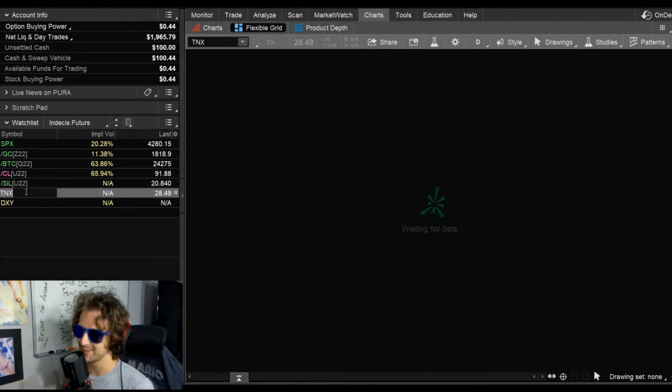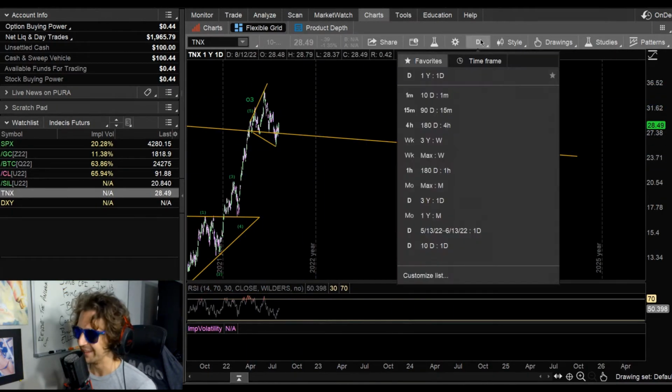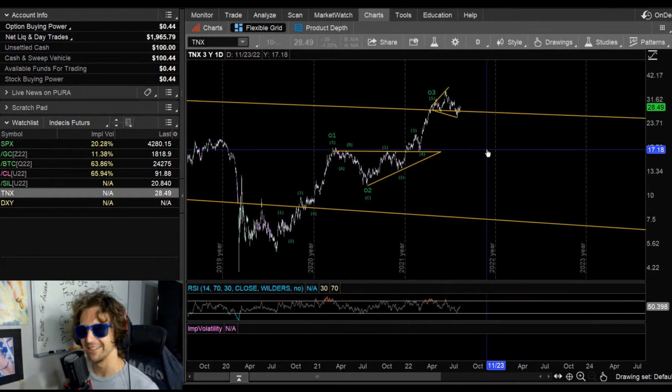Because the markets are just derivative products. It's all fake. It's not a stock market. It's an options contract market.